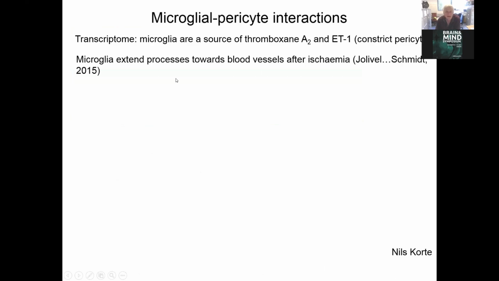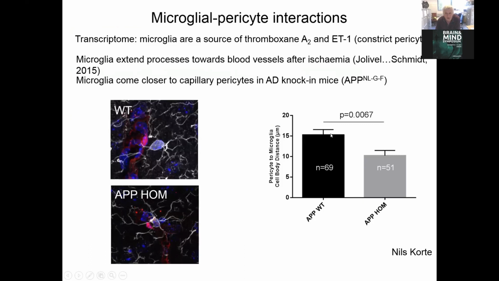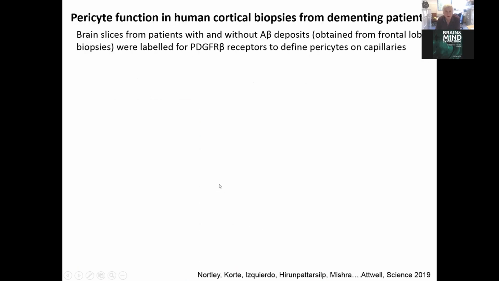So given that, and it's known that microglia extend processes towards blood vessels in stroke, might they do that in Alzheimer's disease? It turns out they do, at least in Alzheimer's disease mice. When we measure the distance between pericytes and microglia, that's really reduced in the AD mice. So could that be having an effect on the properties of vessels? We think that it is, and we wanted to look at what's happening to pericytes early in AD.